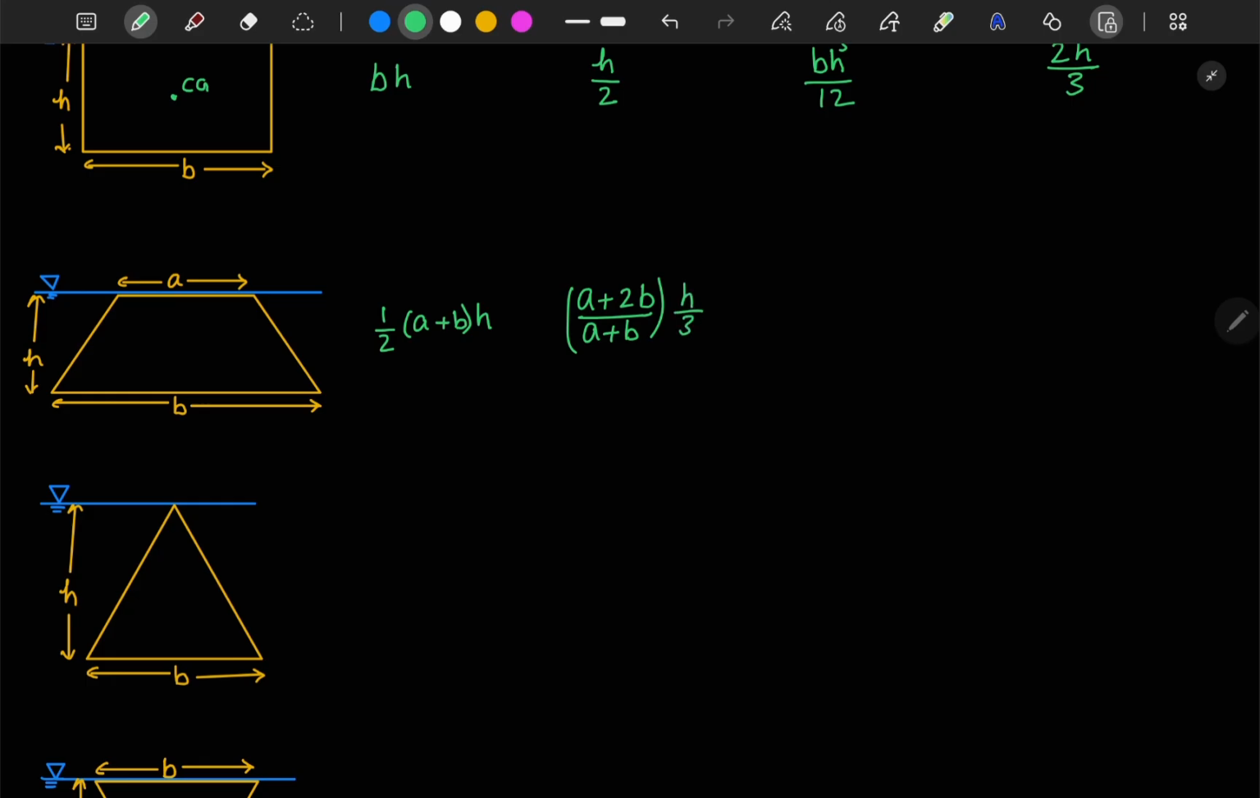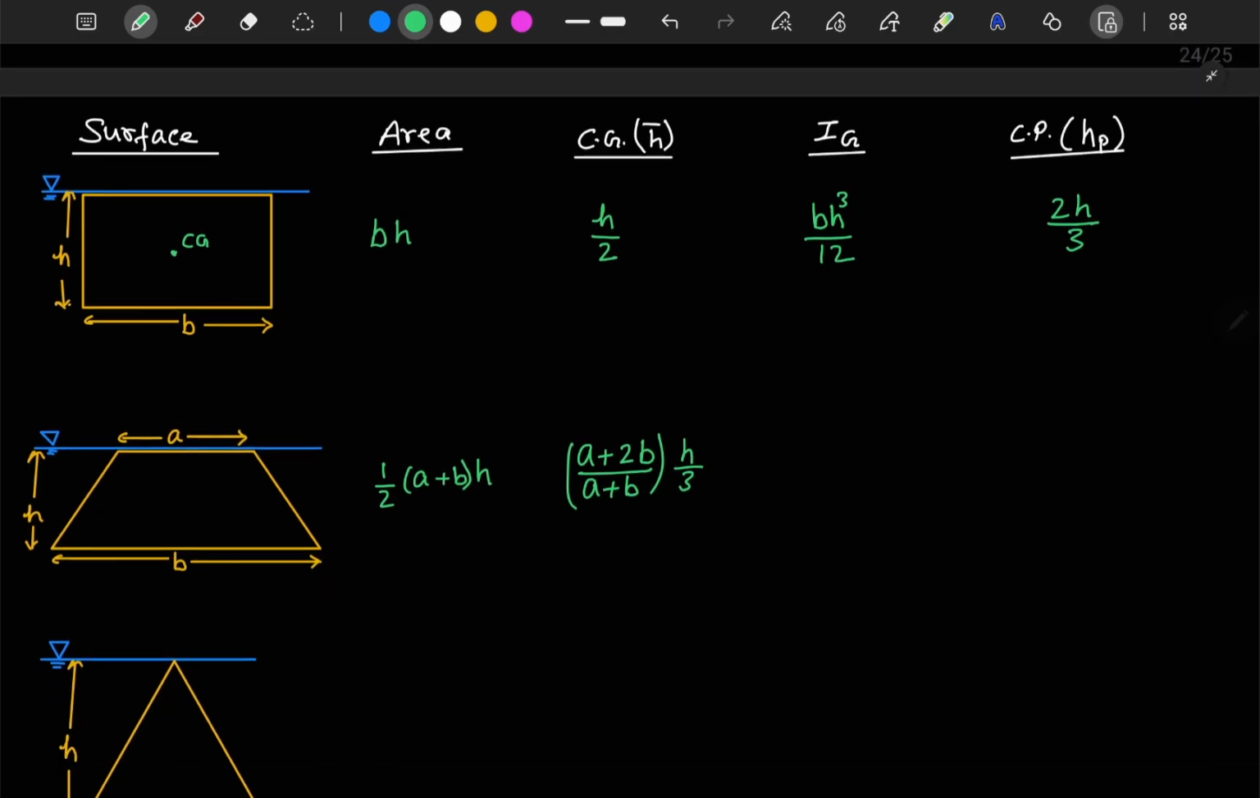This is your CG. If I talk about your IG, the IG for this trapezium is given by (a square plus b square plus 4ab) divided by 36 times (a plus b), and this overall times h cube. This is your IG.